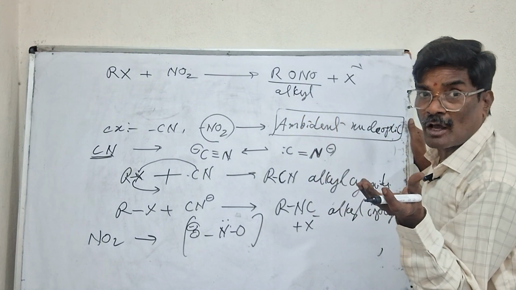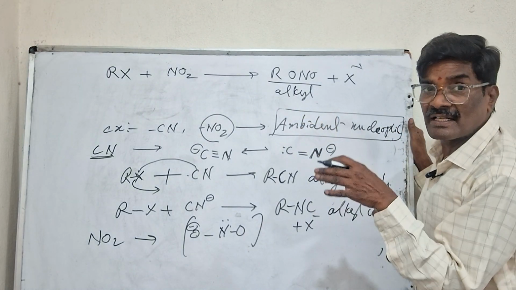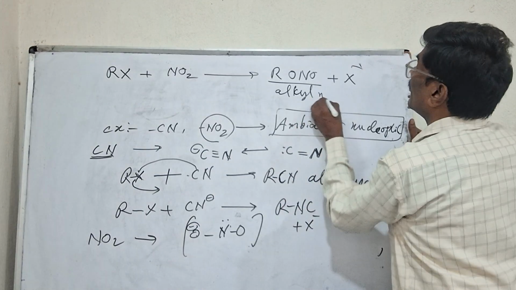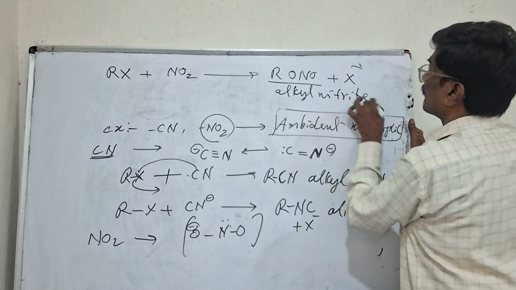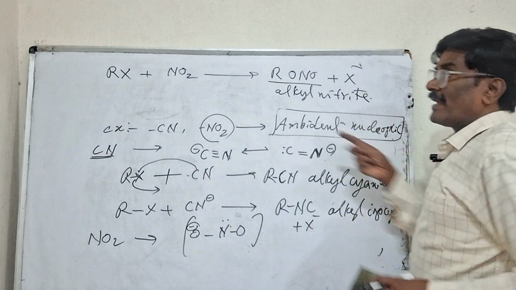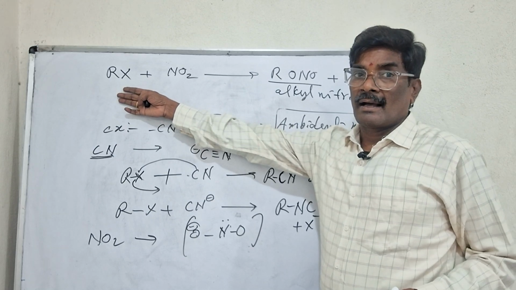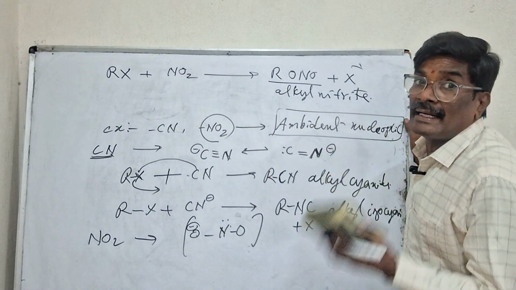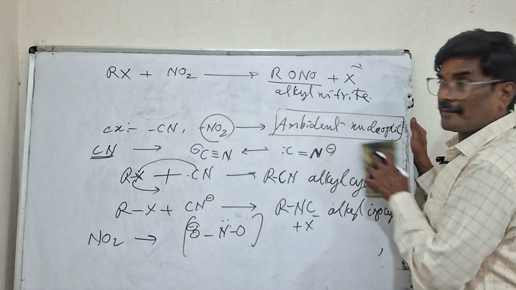So, very important nomenclature. It is both the IUPAC name and the common name. Both are the same: alkyl nitrite. Be very confident of the name of this product. When the NO2 group attacks RX, an alkyl halide, through oxygen, we get alkyl nitrite.